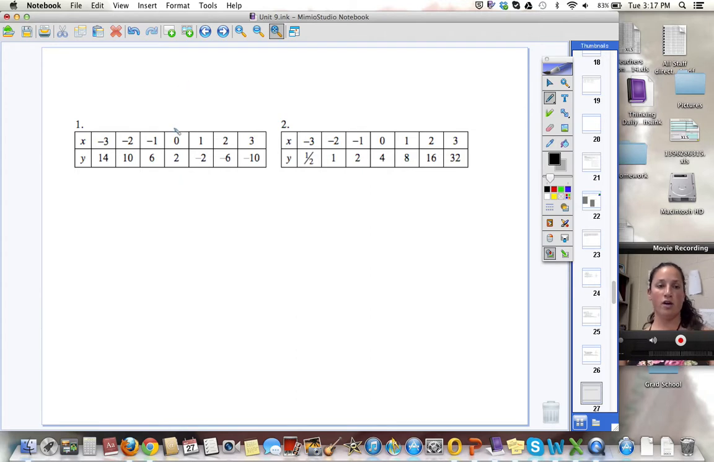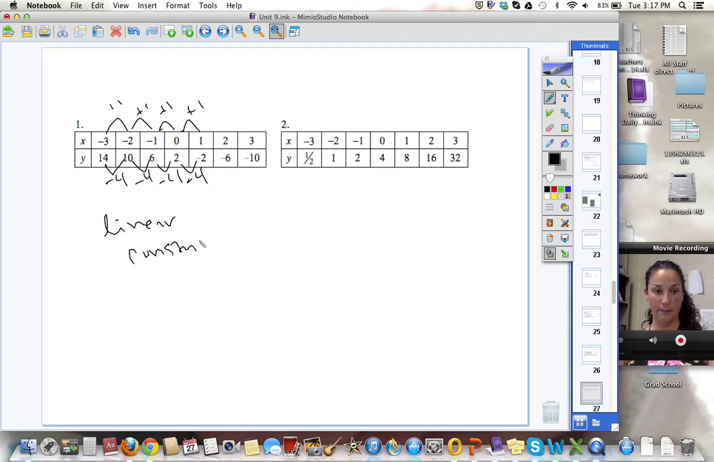All right, number 1. So again, these are all moving at a constant rate, plus 1, plus 1, plus 1. I'm not really worried about the x values when I'm trying to find these. I'm more worried about the y values. So let's see. To get from 14 to 10, I minus 4. 10 to 6, I minus 4. 6 to 2, I minus 4. 2 to negative 2, I minus 4. So I'm moving at a constant rate, and I'm going down by 4. So this is going to be linear because it's constant.